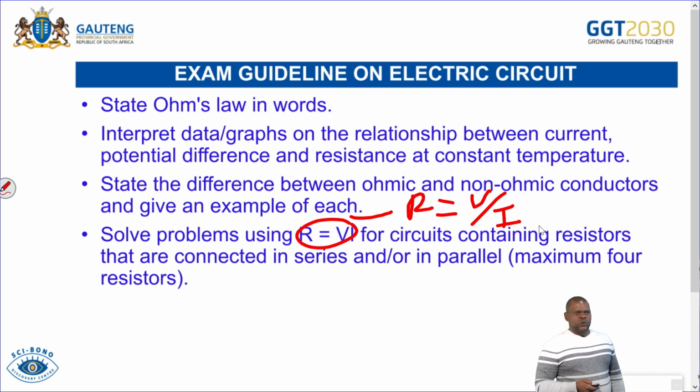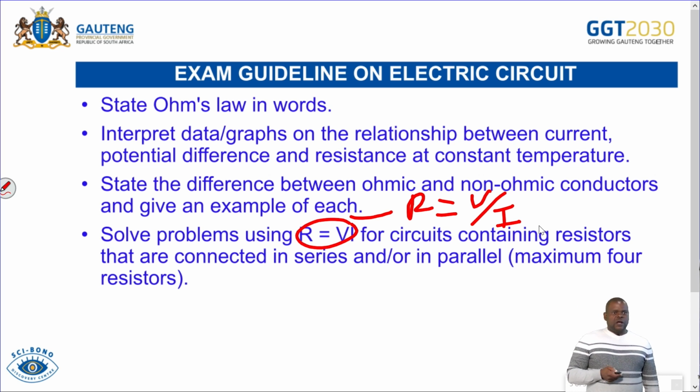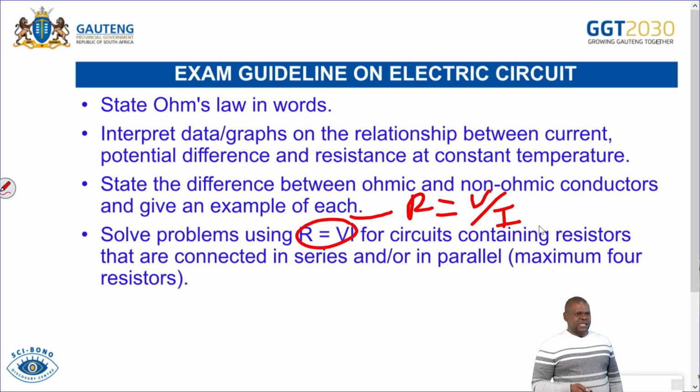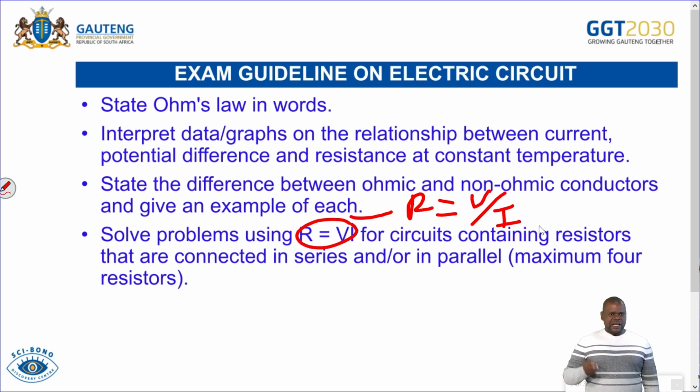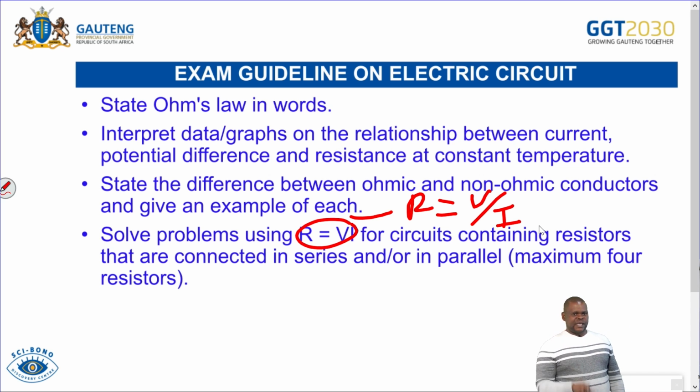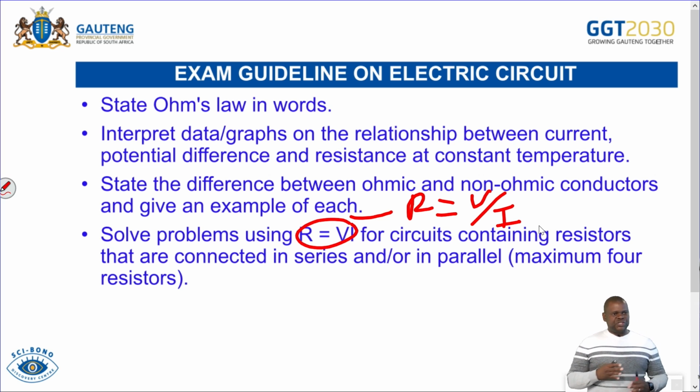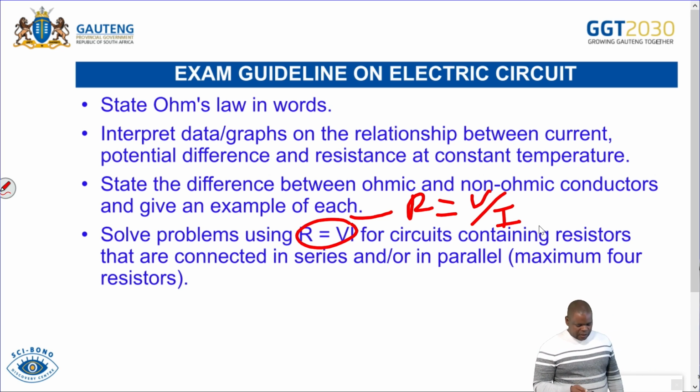The circuit will contain resistors that are connected in series, and sometimes you get a circuit with resistors that are connected in parallel, or you can get series and parallel at the same time. But remember, whether both connections are represented in a circuit, you must have a maximum of 4 resistors.